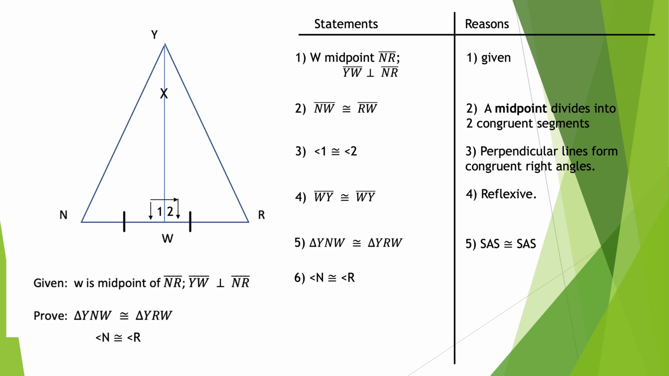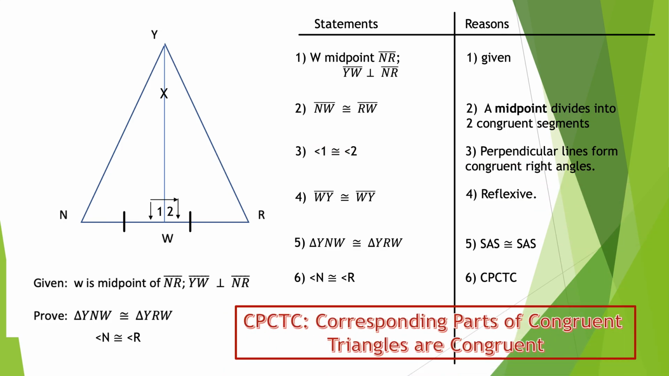And for that, we use this expression CPCTC. What does CPCTC stand for? The corresponding parts of congruent triangles are congruent. CPCTC, the corresponding parts of congruent triangles are congruent. Now here's the thing about CPCTC. You can never, am I crystal clear about that word? Never use CPCTC until the step after you've proven the triangles congruent.